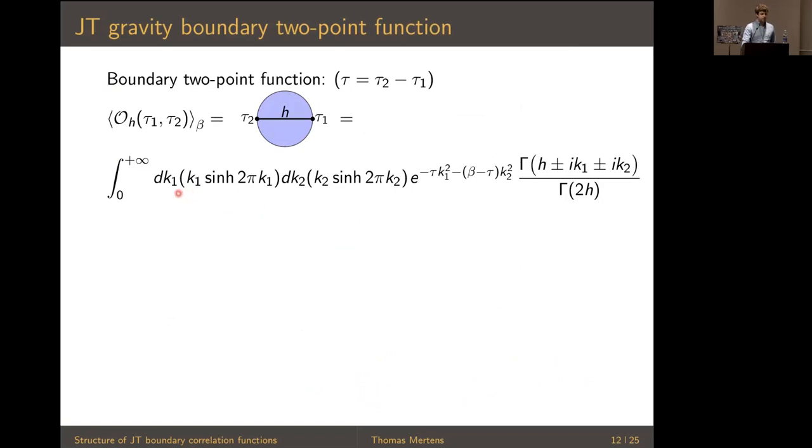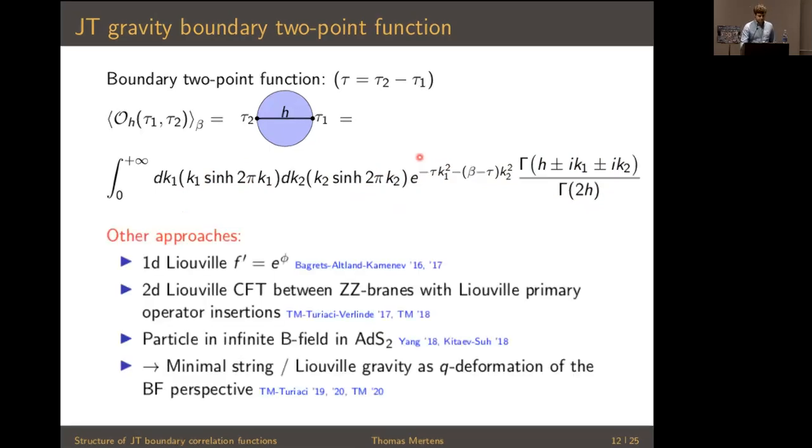So you get 2 integrals over these representations, these continuous representations, K1 and K2. You get the Plancherel measure for both of them, playing the role of dim-R. You get e to the minus the boundary length times the Casimir, which is, well, K squared. And the same one for the second representation. And then here, the square of the 3J symbols. So that is the result you get for the boundary 2-point function. So the result for inserting a single of these bilocal operators in the Schwarzschild theory.